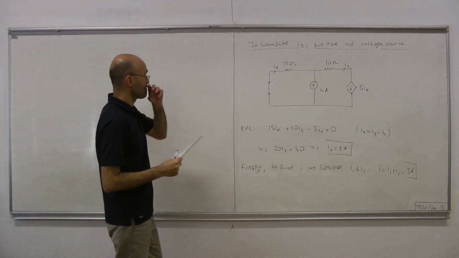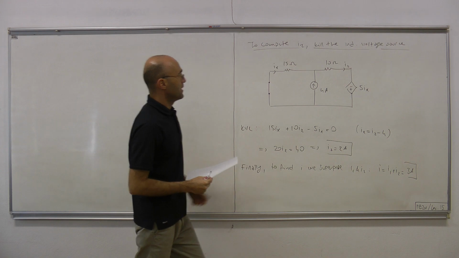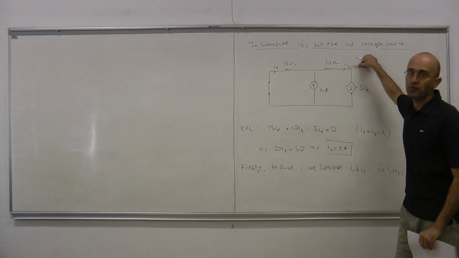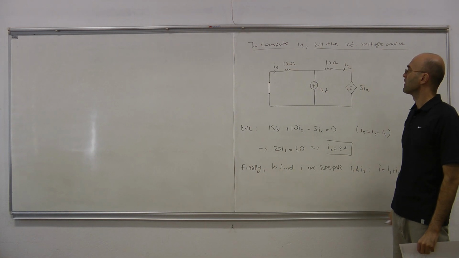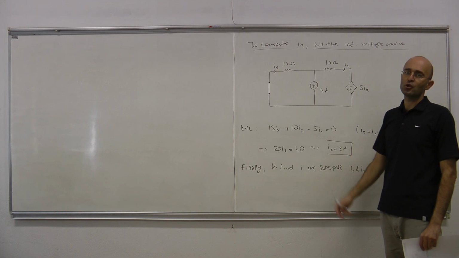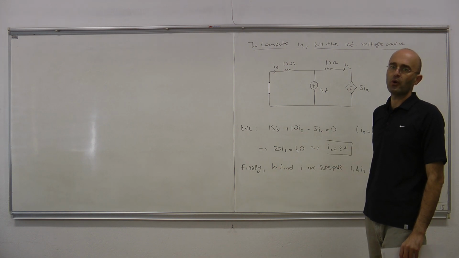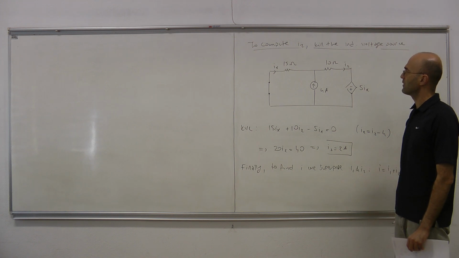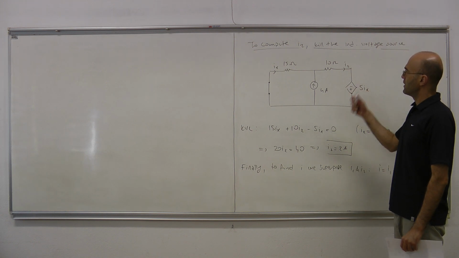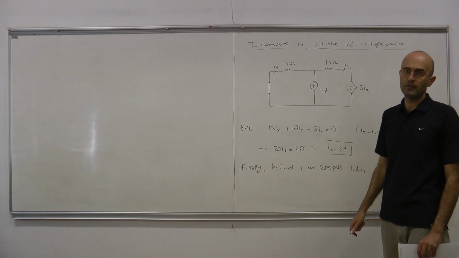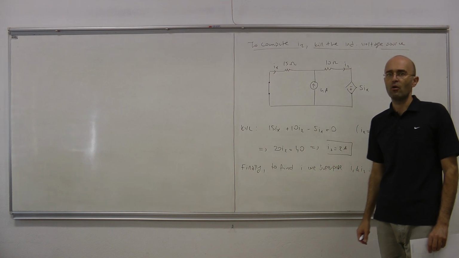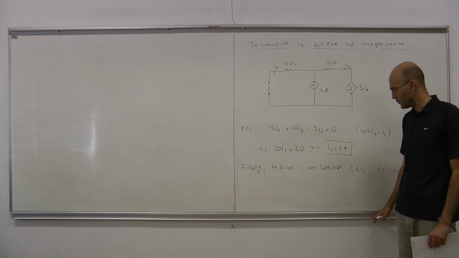So once again, we computed some output using superposition, and to be able to do that, we killed a source at a time, and then we worked on the simpler circuit. Then we added the individual answers to find the overall answer.